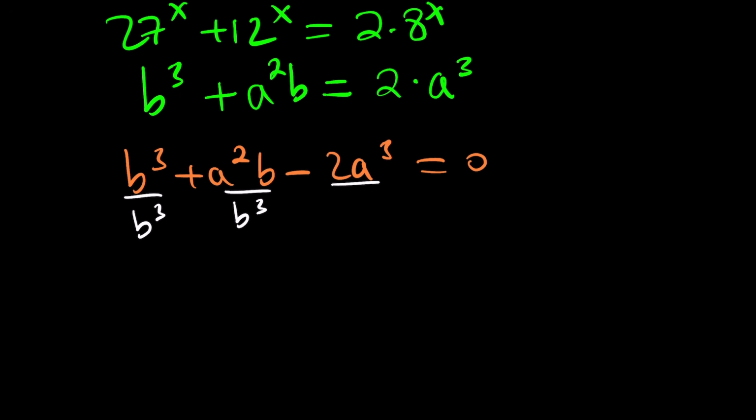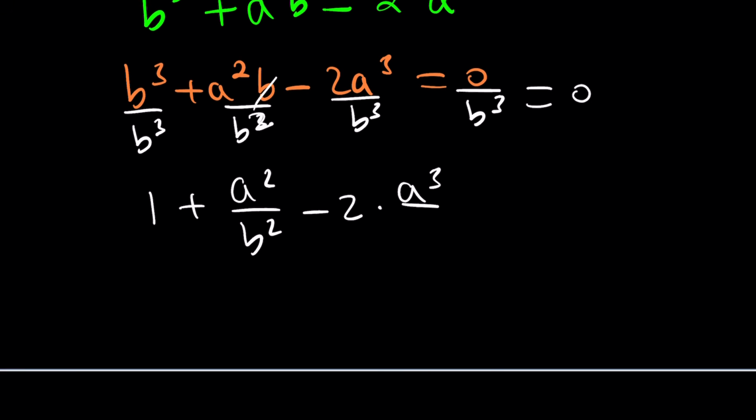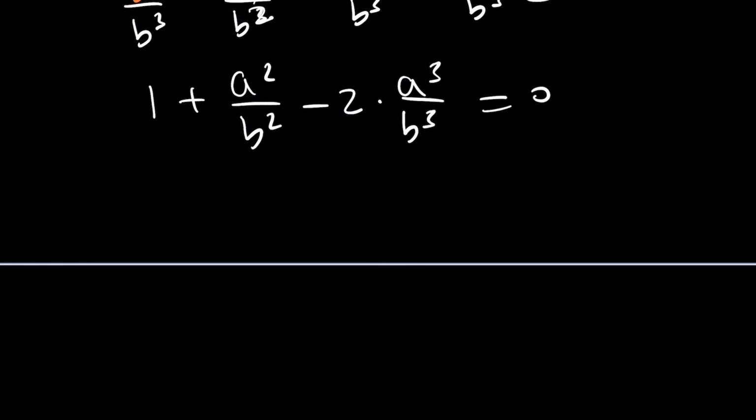And if you divide everything by b cubed, provided that b does not equal 0, this will give you 0 on the right hand side, and the left hand side is just going to be 1 plus, b squared goes into b cubed, so it's going to be a squared over b squared, minus 2 times a cubed over b cubed. And that's going to equal 0. Of course, I could also divide by a cubed. That would probably be better because that would keep my original expression in a positive way, but it doesn't really matter. No big deal. Okay, we can still take care of this.